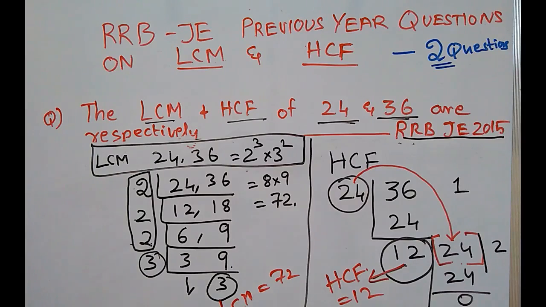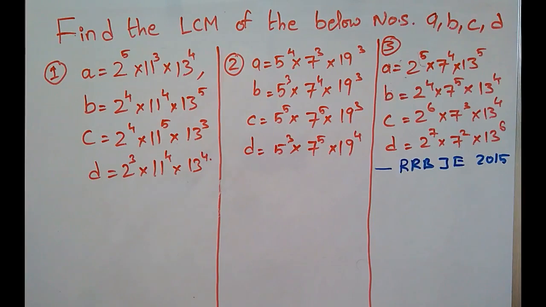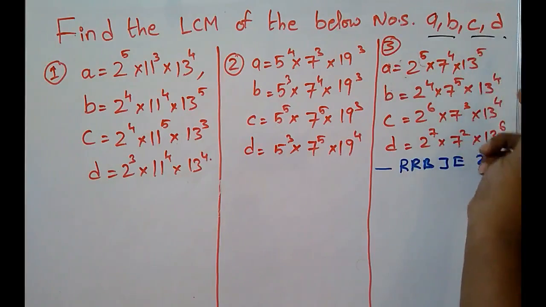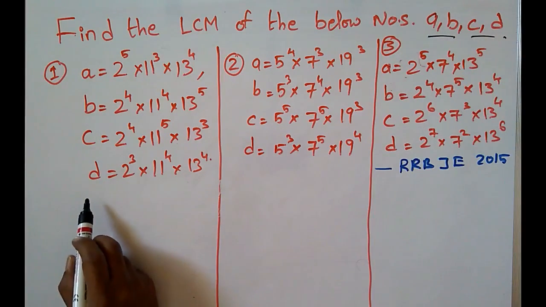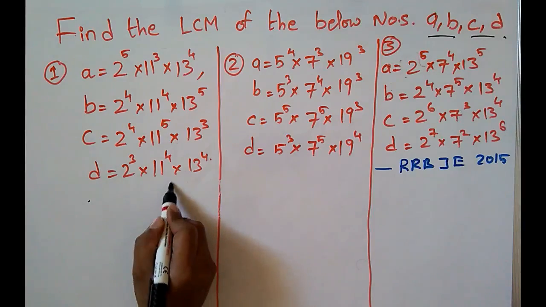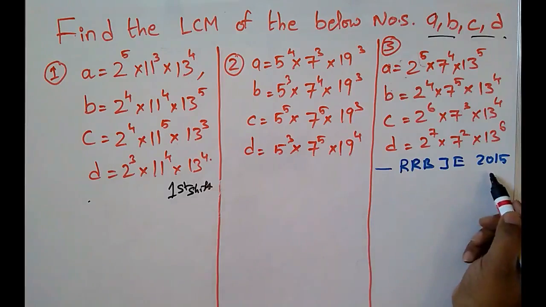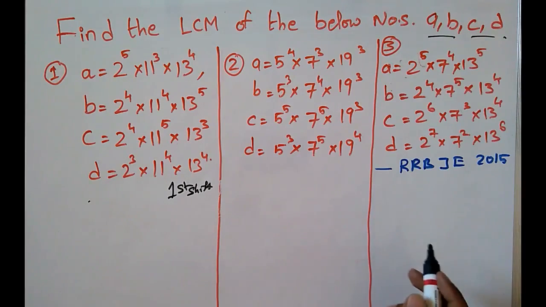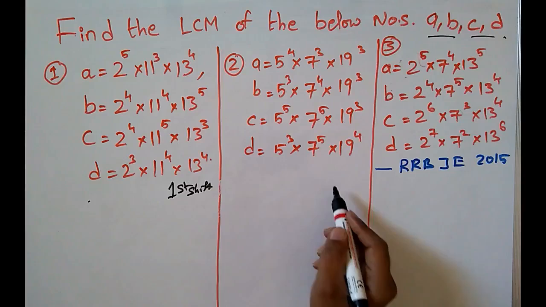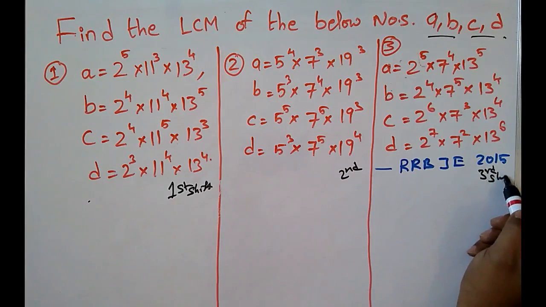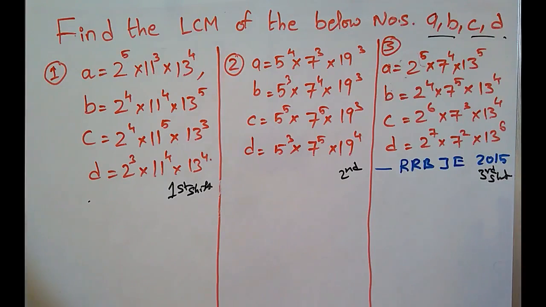We are going to see many more problems. Another repeated question: find the LCM of the below numbers A, B, C, D. This is an independent question which came in the first shift of RRB JE 2015 August 29 friends. This is the second shift question and the third shift question. Okay friends, I have put together all the three questions.